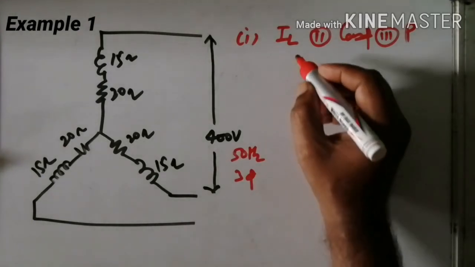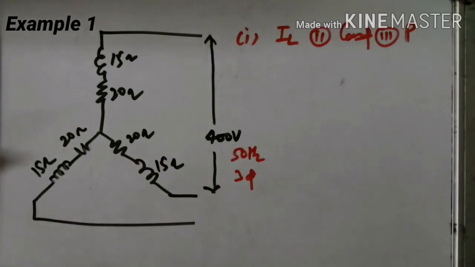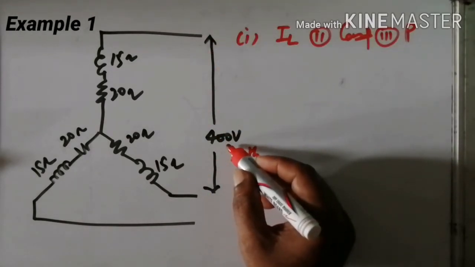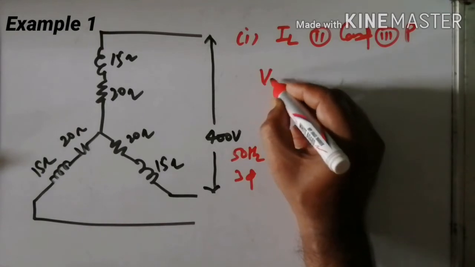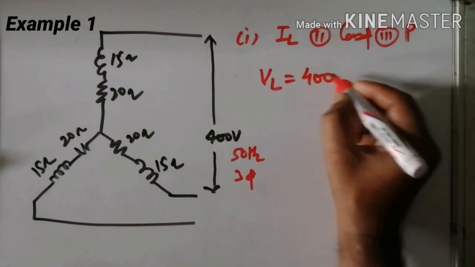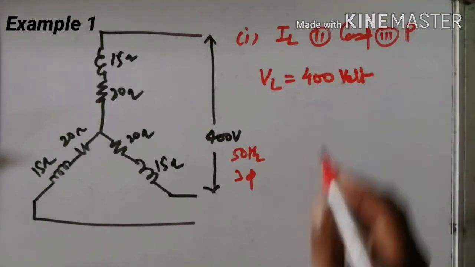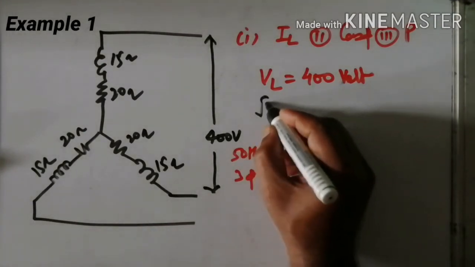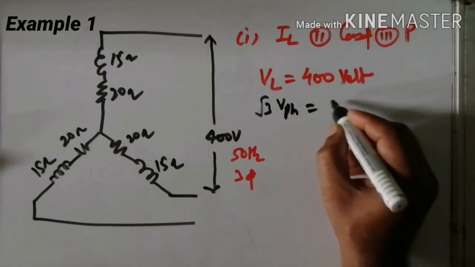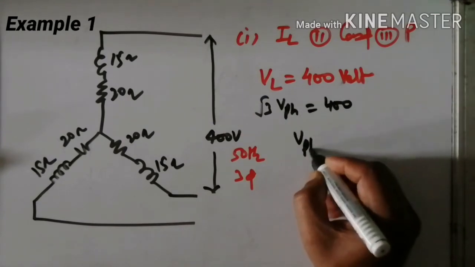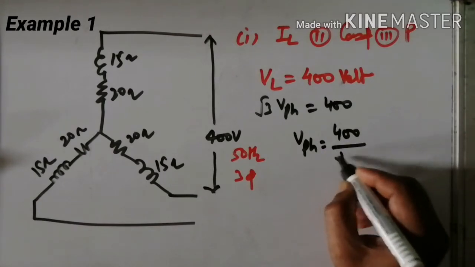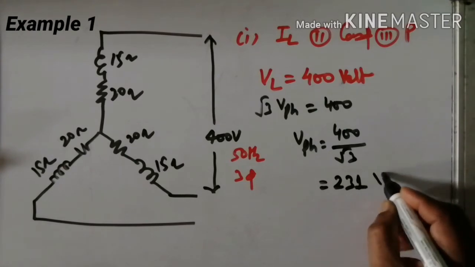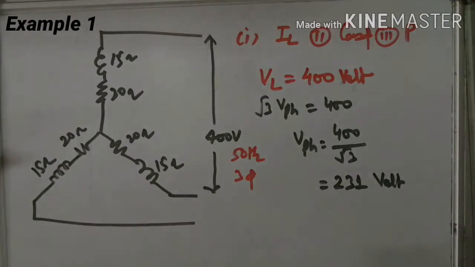Okay, for the calculation of IL, yes, this one is the line to line voltage. So this voltage is known as line voltage, VL, that is 400 volt, and the VL is nothing but under root 3 times of VPH. Thus the phase voltage is 400 divided by under root 3, it is 231, right?